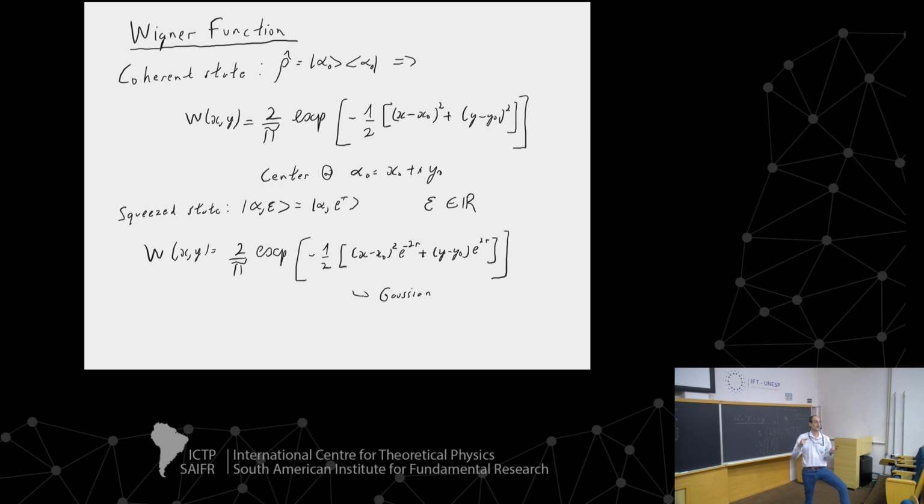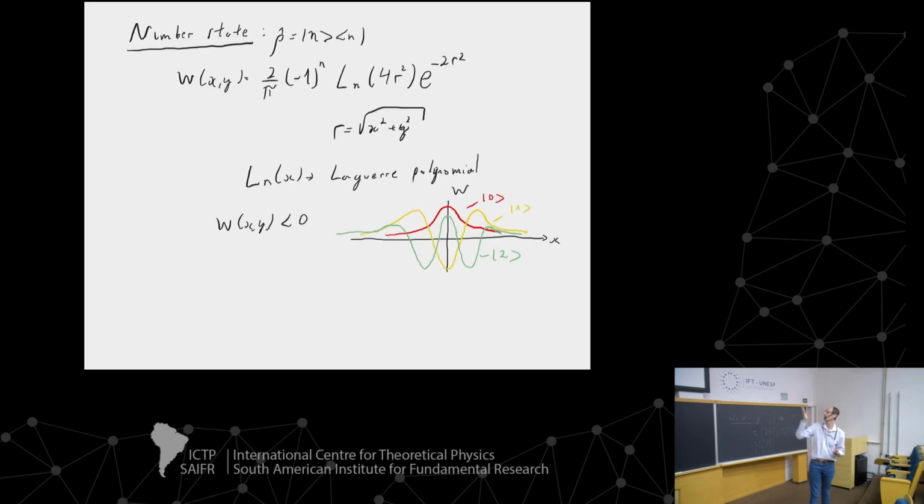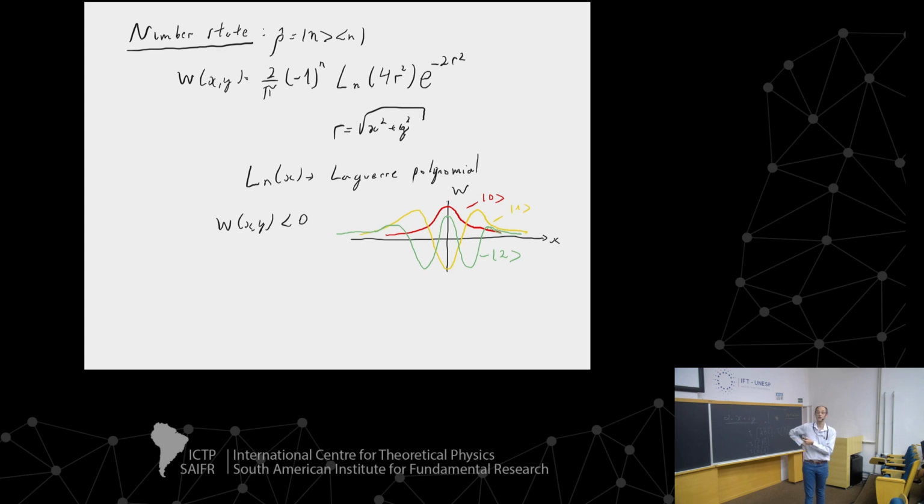So if one of the variances is smaller than that of vacuum, it is non-classical. But there are some other nice non-classical features, like for the number state. If you come here and look at it, the Wigner description will be a Laguerre polynomial with a Gaussian weighting function, with a number of zeros that will depend on the excitation number of photons that you have in your field.